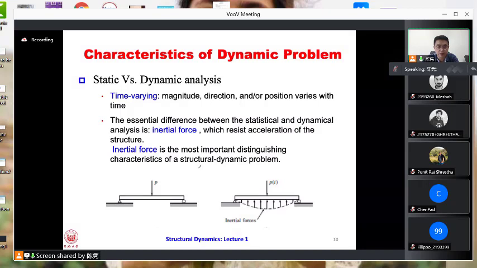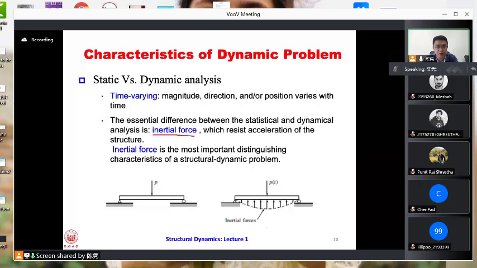Another topic of this lecture is the characteristics of dynamic problems. What is the difference between static and dynamic analysis? So what is the difference between these two problems? I'll just give you the keywords. The difference is we need to consider inertial force in the dynamic problem. In the static problem, we don't consider the inertial force, which is due to the movement of a mass, the acceleration of a mass.